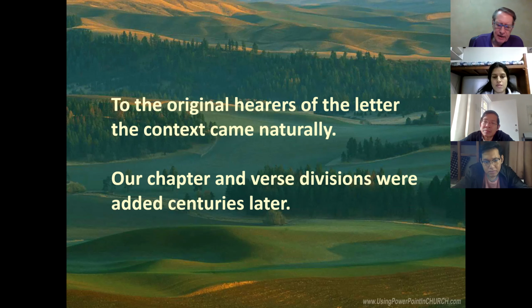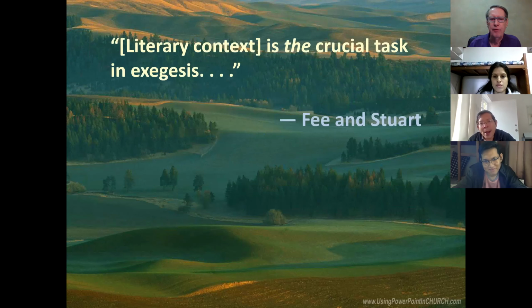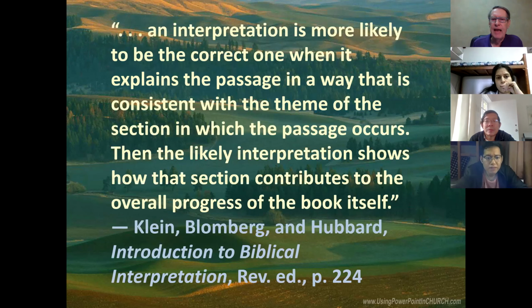So the point that I'm trying to make here is that the context is extremely important in understanding the meaning of a passage. Fee and Stuart say literary context is the crucial task in exegesis. Klein, Blomberg, and Hubbard say an interpretation is more likely to be the correct one when it explains the passage in a way that is consistent with the theme of the section in which the passage occurs. Then the likely interpretation shows how that section contributes to the overall progress of the book itself.